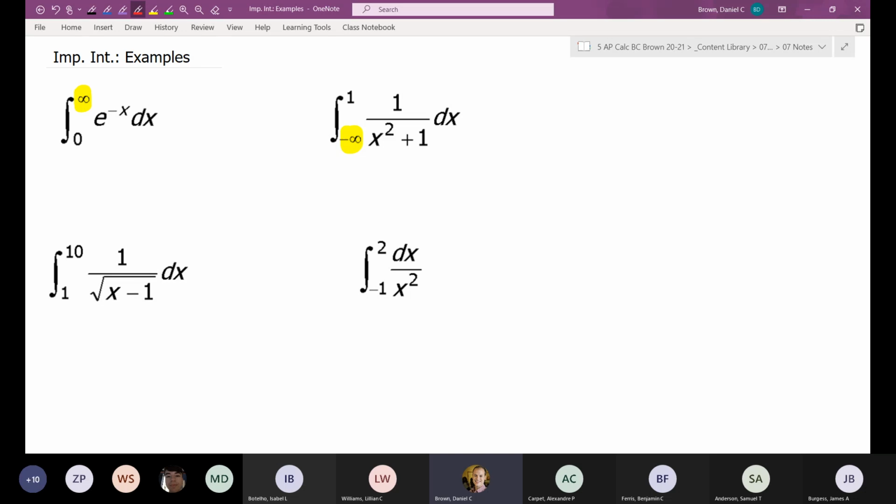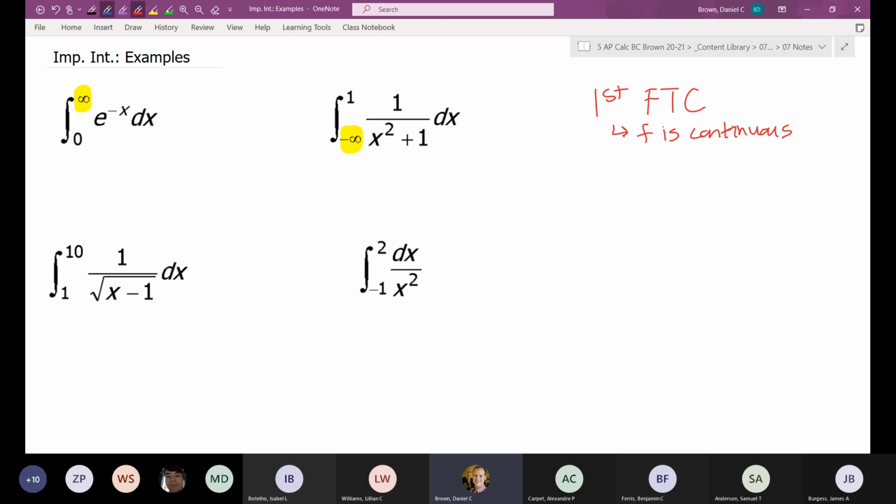Remember when we first talked about the first fundamental theorem of calculus, that told us how we evaluate integrals. We first find the antiderivative and then we plug in the top number minus the bottom number. Well, the first fundamental theorem of calculus only works if f is continuous. So these are going to be examples where we technically aren't going to be using the first fundamental theorem of calculus because these functions are not continuous over that interval.